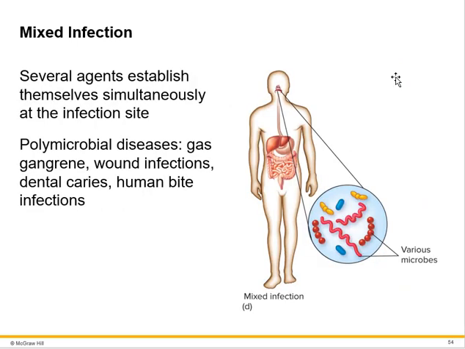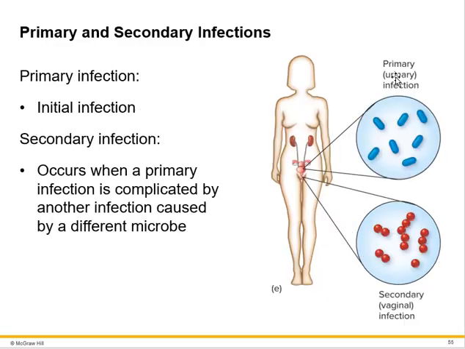Mixed infections: you have several agents simultaneously at the infection site. So a polymicrobial disease like gas gangrene, wound infections, dental caries, which is plaque and tooth decay, and human bite infections are all considered mixed. So you have various microbes.